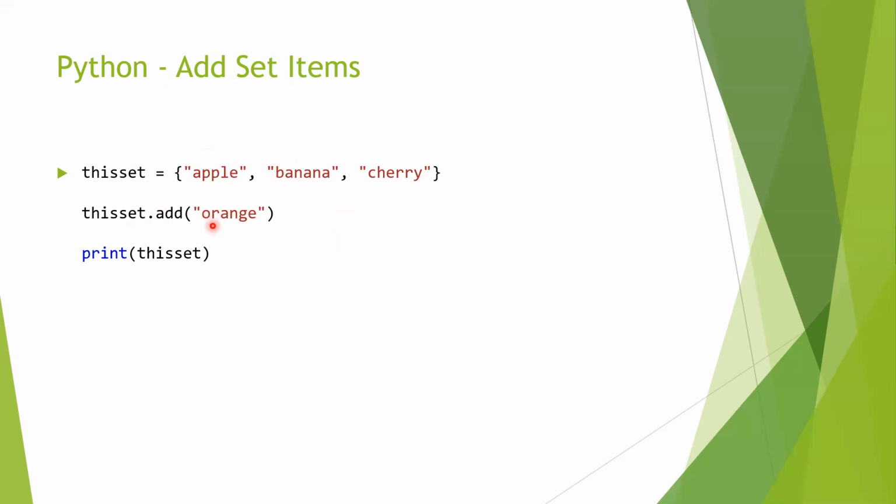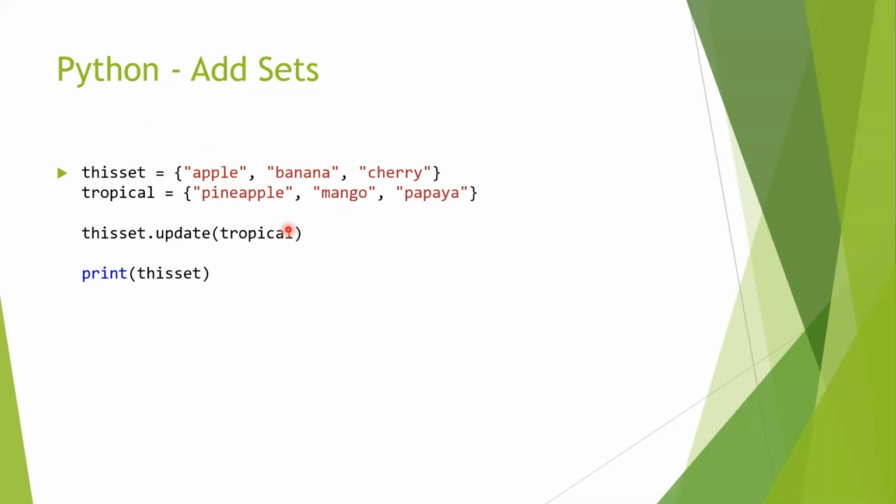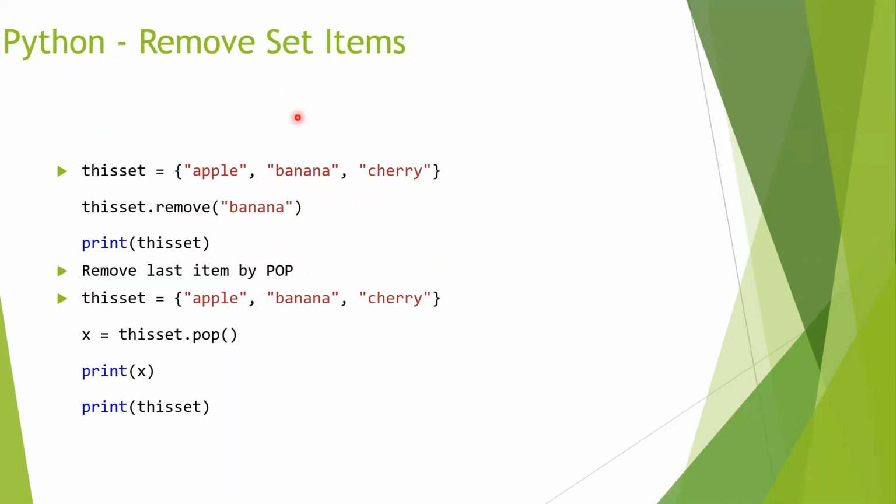You cannot change. Suppose the set is apple, banana, cherry, and you want to add orange. Just use the dot add command. Or if you want to add two different sets, just use dot update. Okay, means first set dot update, and the second set in brackets, but a small bracket is required. Don't forget this. If you want to remove a particular element, suppose the set is apple, banana, cherry, and you want to remove banana from this set, just use the dot remove command.